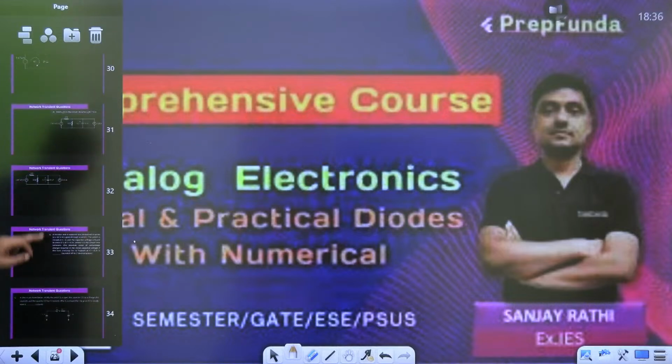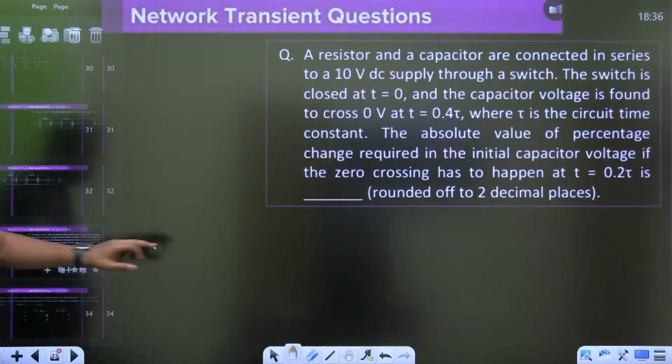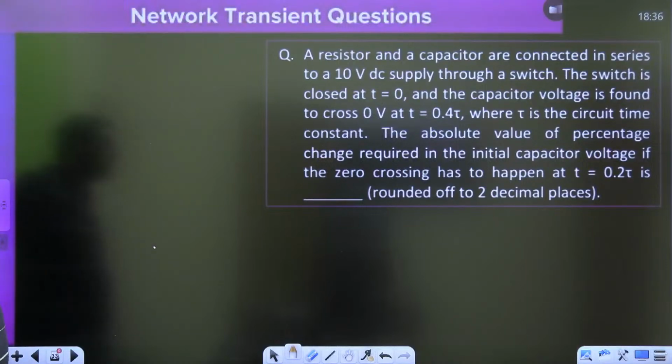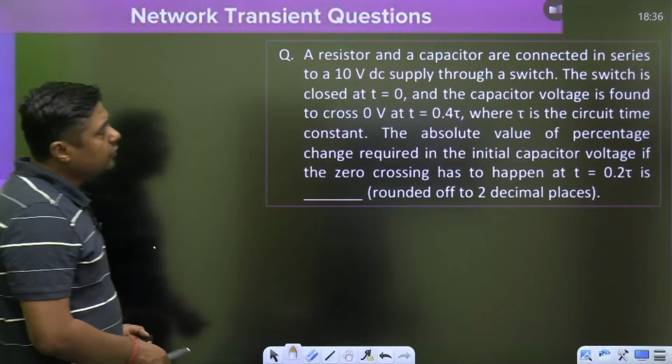That was the question in GATE exam. Again, that is on first order circuit. What is the answer for this one? So it is a previous year question from the GATE exam.